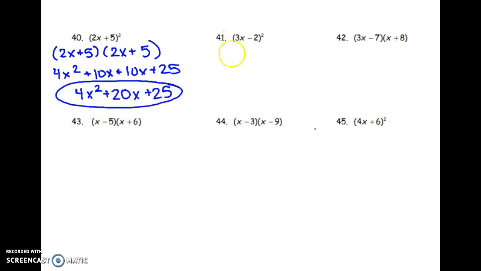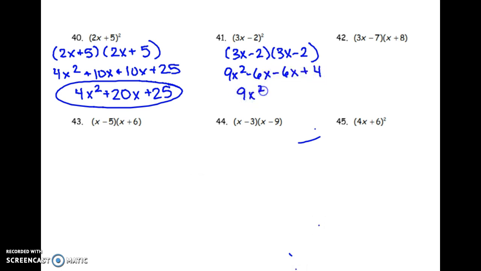Again, I'm going to take 3x minus 2, and I'm going to write it out twice. My first would be 9x squared. My outer would be negative 6x. My inner would be negative 6x, and my last would be 4. So 9x squared minus 12x plus 4.